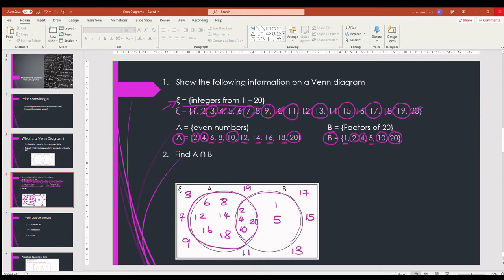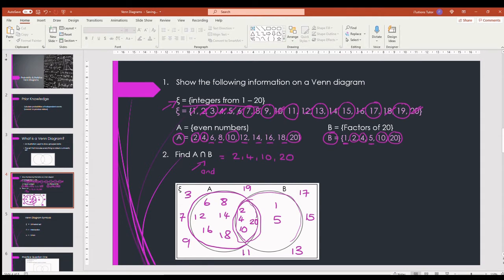Let's have a look at question 2. This symbol over here stands for intersect. So what this question means is find what's in the intersection of A and B, which is this area over here, the overlapping circles. These members inside this section are of set A and set B. An easy way to remember this symbol is as the word and. And the answer to this question is 2, 4, 10 and 20.